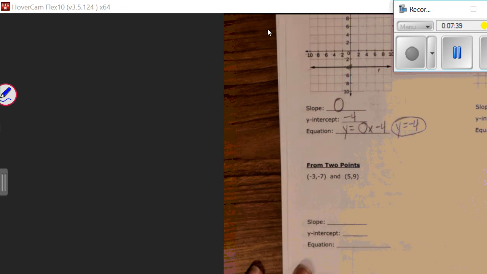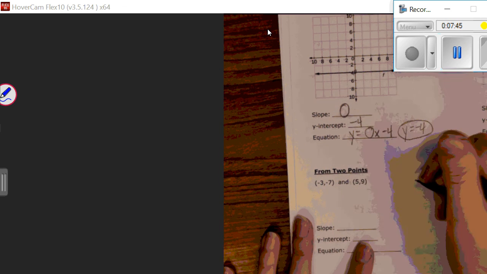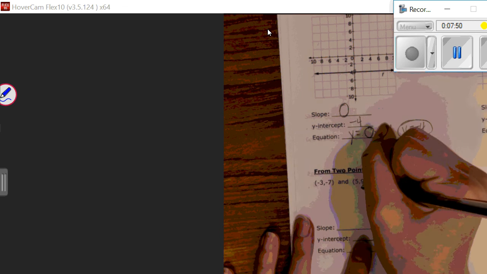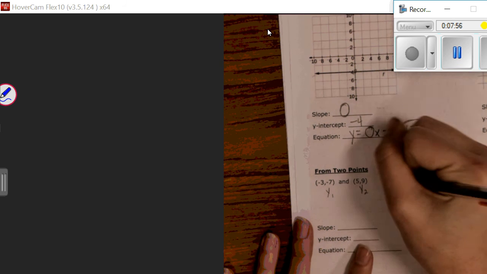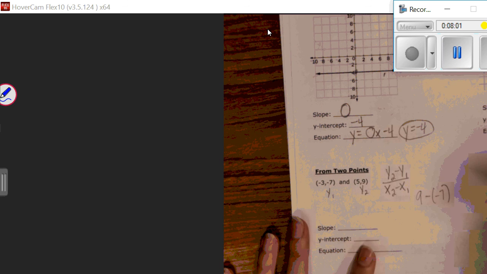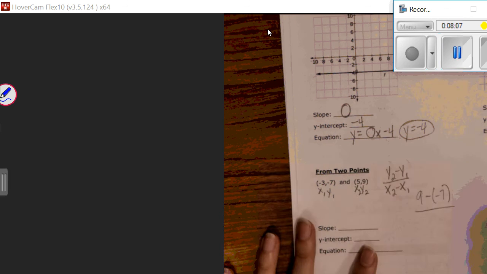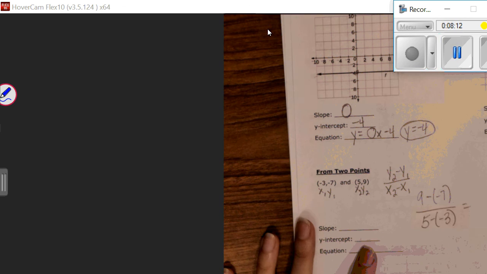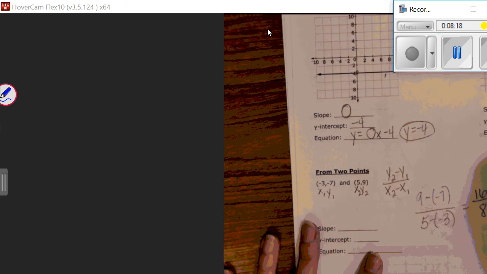Okay, so let's look at one last example. How do we write an equation when just given 2 points? So first I need to find my slope. I'm using my slope formula, y2 minus y1. So I'm going to be doing 9 minus -7, and then 5 minus -3. So I'm going to have 16 over 8, which is going to give me 2.